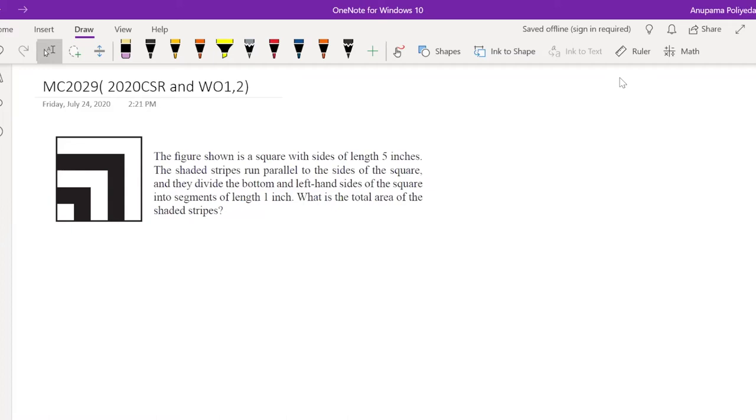So what is everyone's answer for number 16 of the chapter? 10 inches squared. Yep, it's 10. Because the square has a side length of 5 inches, and they're divided into segments of 1 inch. So 1, 2, 3, 4, 5. So the area of the little square is 1. And then the area of the first black strip is the area of the square with side 2 minus that inner square. So it is 3. And then by that same logic, the area of the white band is 3 squared minus 2 squared, or 5.